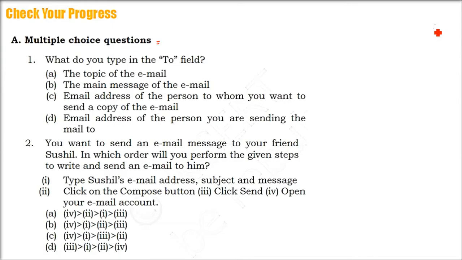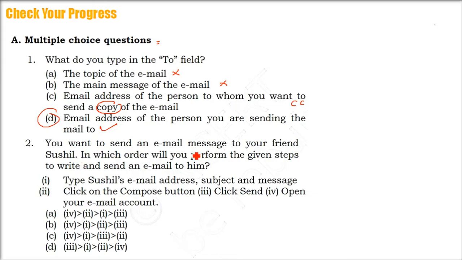Now coming to the question and answer, what we have seen. What do you type in the To field? You type the email ID. You don't type the topic. Main message is the main body. The email address of the person to whom you want to send a copy of the email, we write in CC. Email address of the person you are sending the mail to.